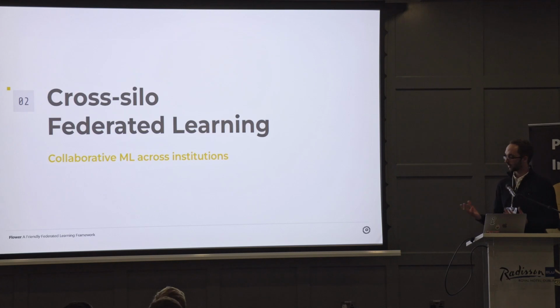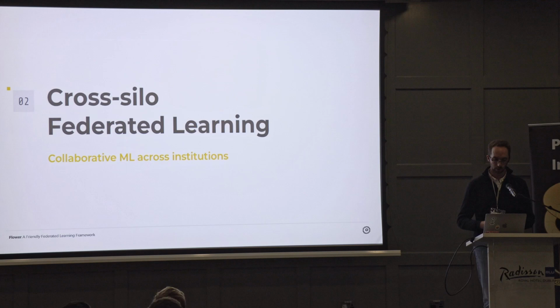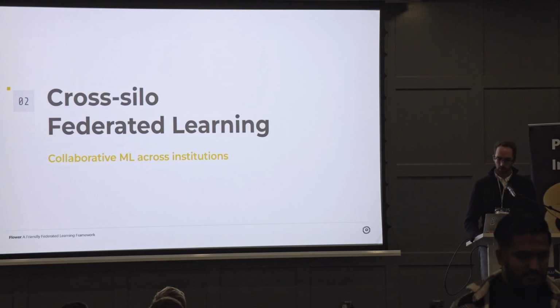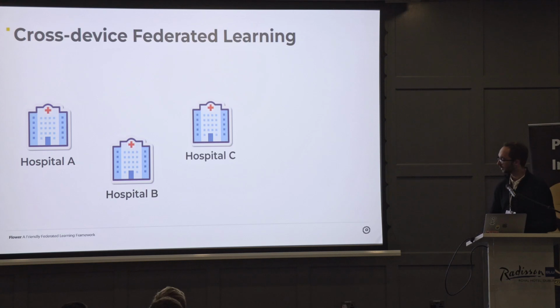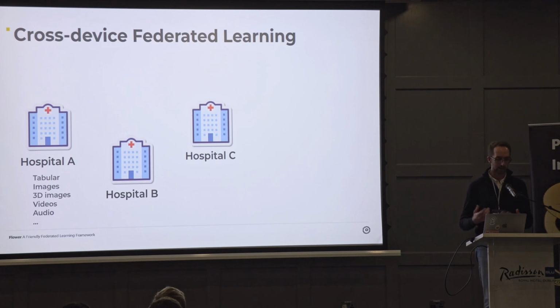Next, let's see the second example, which in the Federated Learning jargon we usually call cross-silo. So let's say we now have 3 companies, company A, B, C, that want to collaborate to train a machine learning model. But to make it less generic, let's say that they are hospitals. And hospitals have very different types of data: tabular data from medical tests, images, x-rays, for example, 3D images from CT scans, videos from ultrasound, and so on.